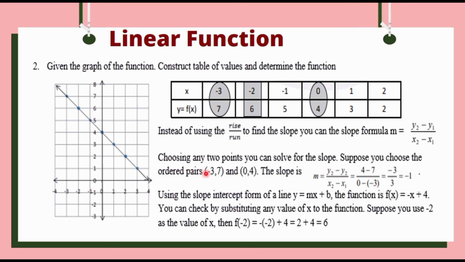So, using the slope-intercept form of a line, the function is f of x is equal to negative x plus 4. Okay. So, pwede nating ilagay dito as negative x plus 4 kasi ang value ng ating slope ay negative. So, negative x and then our b is 4.